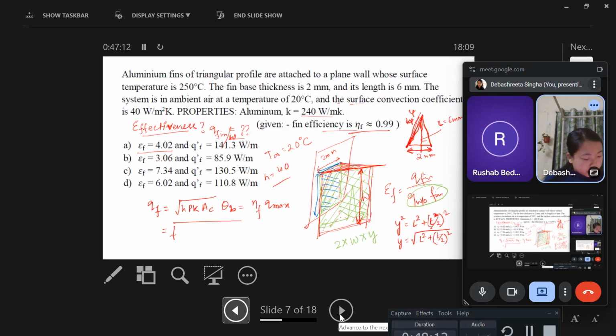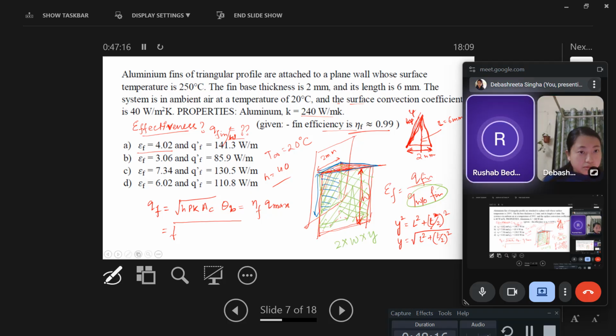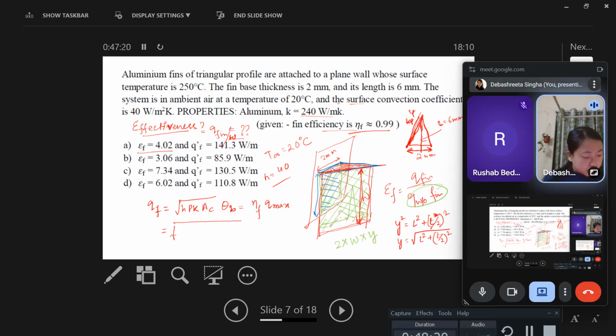This is the fin, and the base wall is much bigger. Here I have shown it smaller, but it is much bigger. You consider it below the screen also. Then this is the fin, okay? The width of the fin.